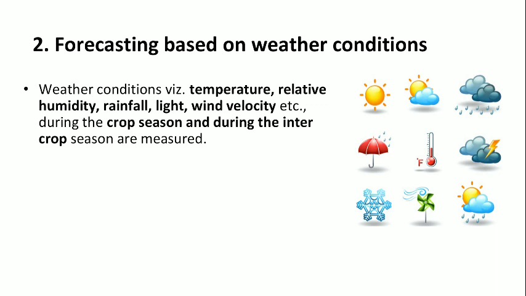Next, the second one, forecasting based on weather conditions. In this case, forecasting is done on weather conditions like temperature, relative humidity, rainfall, light, wind velocity, etc. These are measured during the crop season and during the intercrop period. Also the weather conditions above the crop and at the soil surface are recorded.